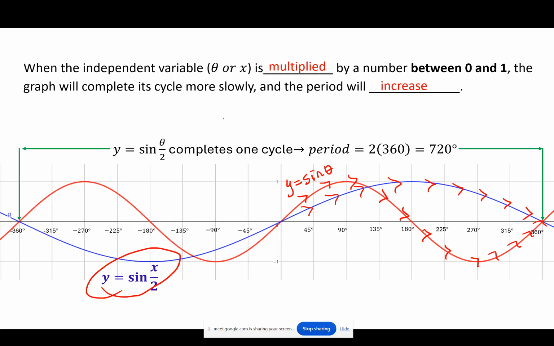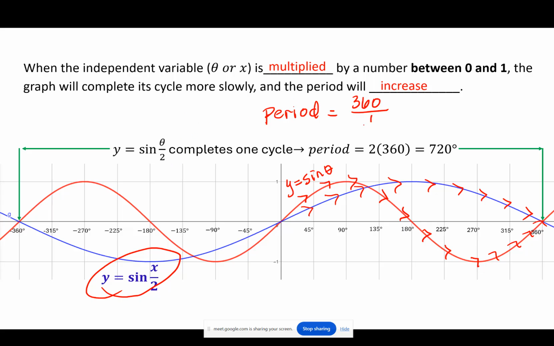And so to figure out what the period is, you would still say that the period is equal to 360 divided by whatever that coefficient on theta is.